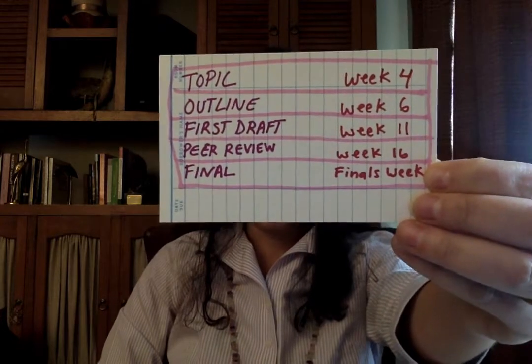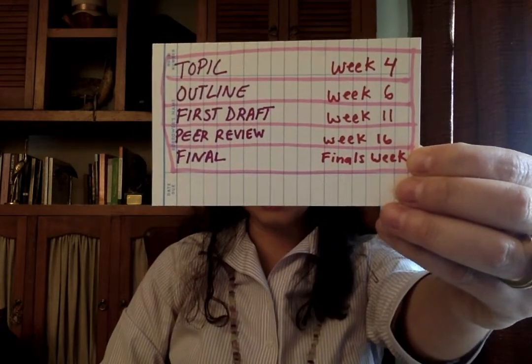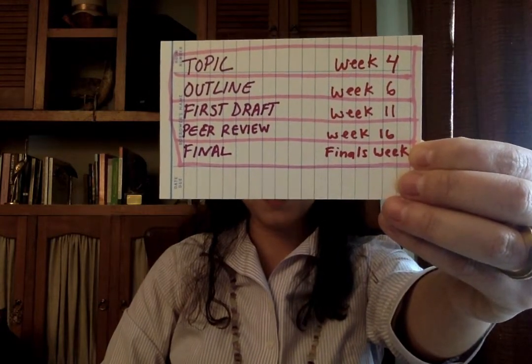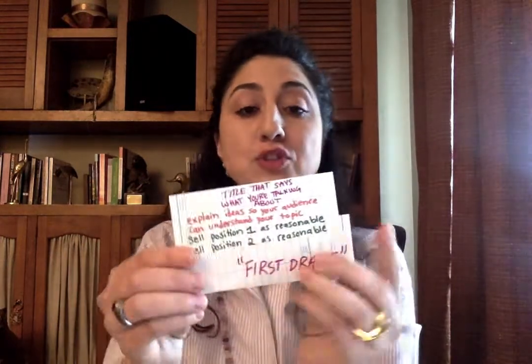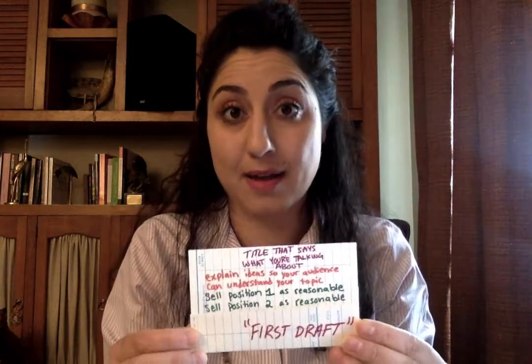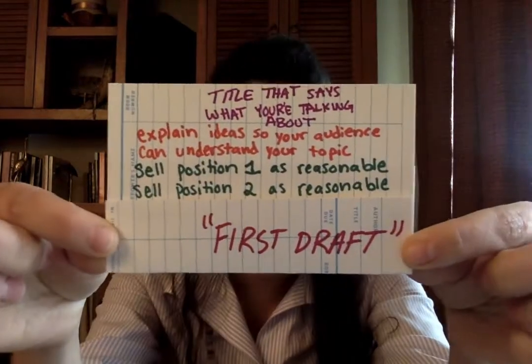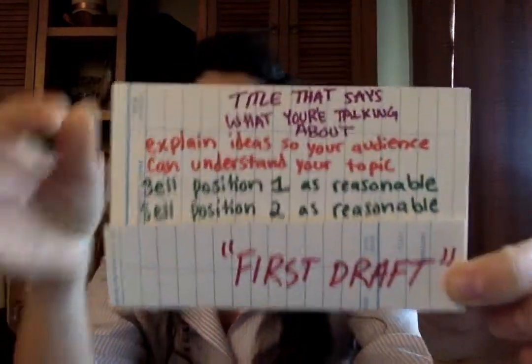After you've done your outline, you are going to do a first draft. Your first draft is going to take your outline and turn it into paragraph form. Before, you could have just had bullet points. Your topic could be one sentence. It's approved. Your outline could be bullet points. But for your first draft, you need actual paragraphs. You need a title that tells us what we're talking about.